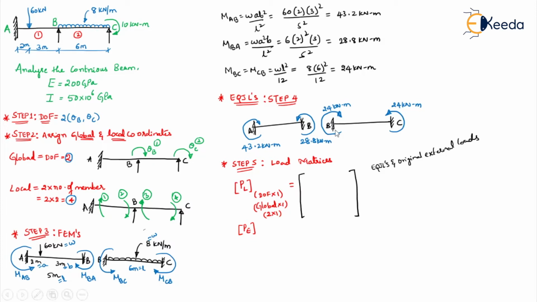So this is clockwise, here it is anti-clockwise and clockwise. So minus 28.8 plus 24. Again at B you should see if there is any external moment here. So no external moment, so only this much is the value. Then coming to point C, or the second global coordinate, here it is clockwise, whereas here it is anti-clockwise. So it's minus 24, coming here it is clockwise, plus 10. So what will be the final values which we will get? So it will be minus 4.8 and minus 4. So this is a 2 into 1 matrix. This is your PL. Similarly, you have to do your PE now.